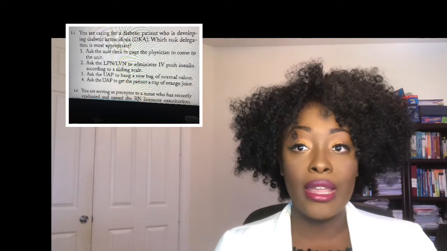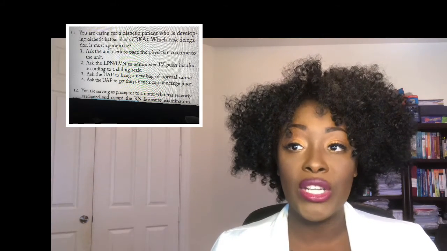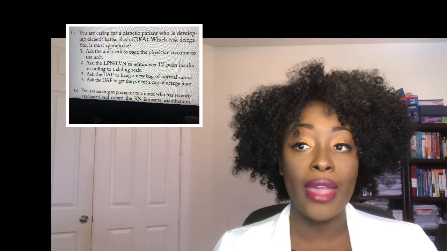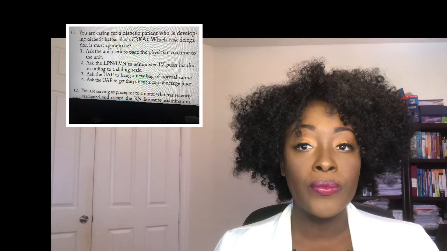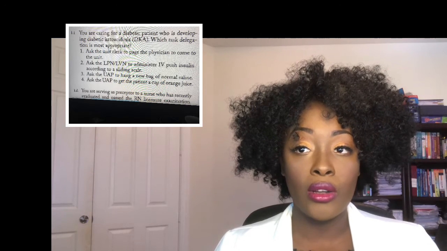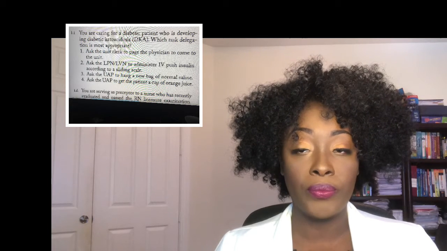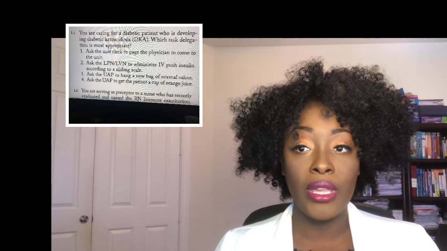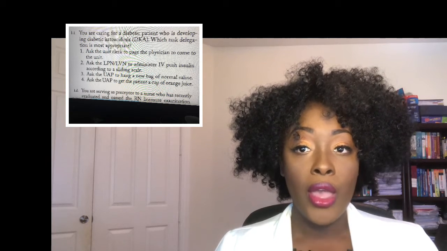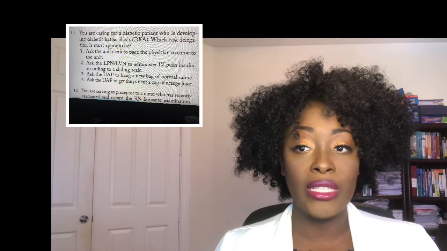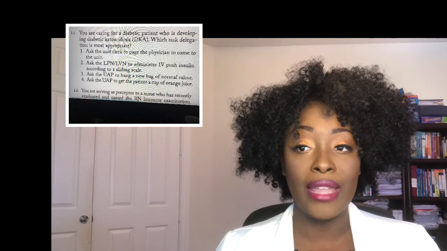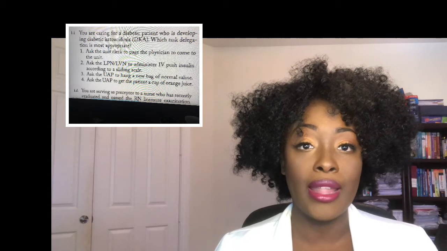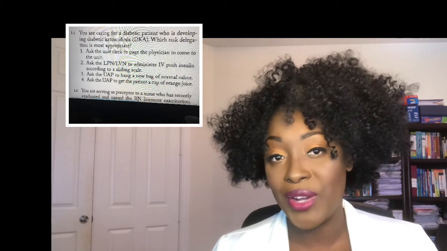So the question is, you're caring for a diabetic patient who's developing diabetic ketoacidosis. Which task delegation is most appropriate? 1. Ask the unit clerk to page the physician to come to the unit. 2. Ask the LPN to administer IV push insulin according to the sliding scale. 3. Ask the UAP to hang a new bag of normal saline. Or 4, ask the UAP to get the patient a cup of orange juice. And I'll give you guys a moment to think about your answer.